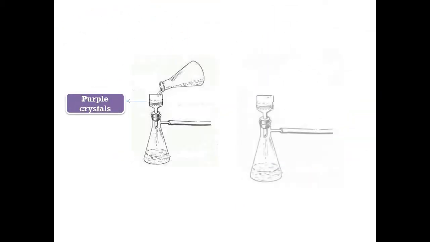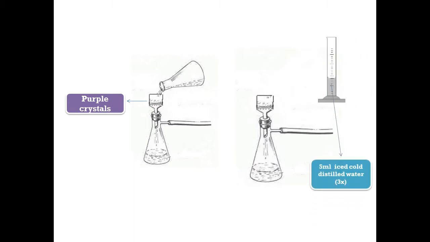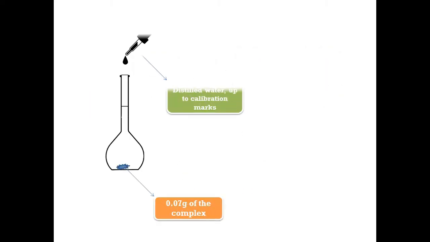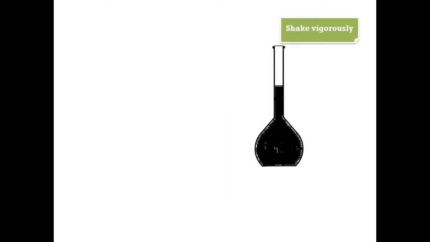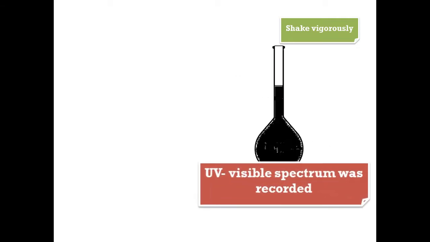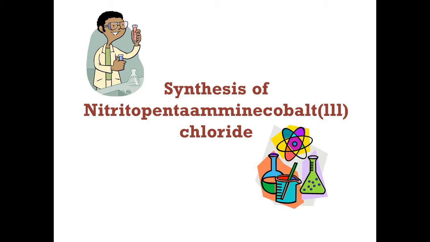Filter off the purple crystals under suction and wash with 3 5 ml portions of ice-cold distilled water. Then, with 2 5 ml portions of ice-cold ethanol, transfer the product to a watch glass and allow it to sit until dry. Dissolve 0.07 gram of the complex in distilled water in a 10 ml volumetric flask and shake vigorously. Record the UV visible spectrum of the aqueous solutions.